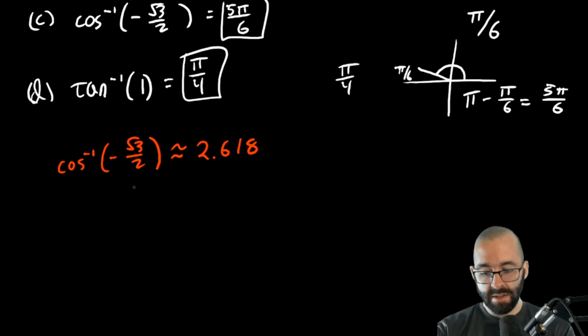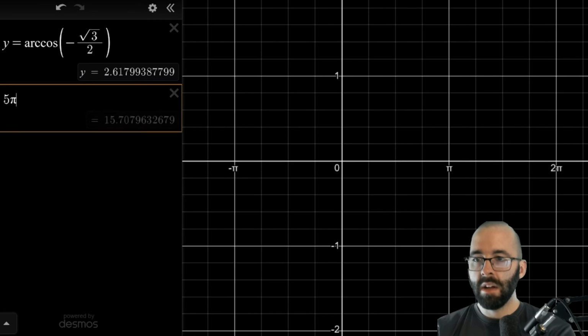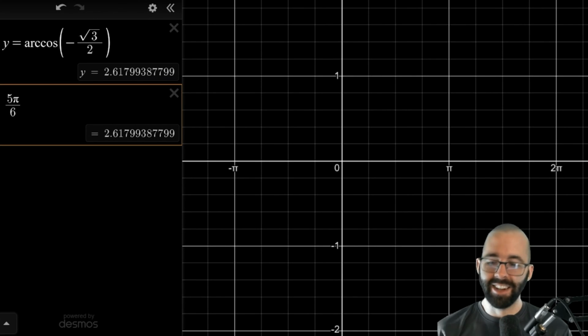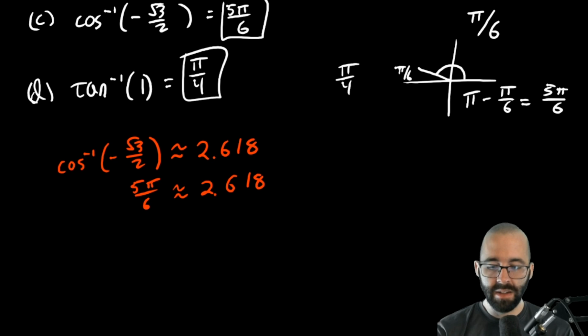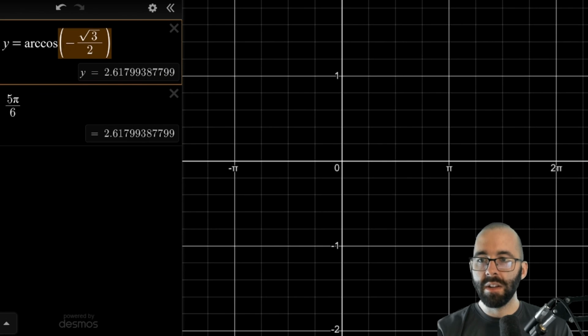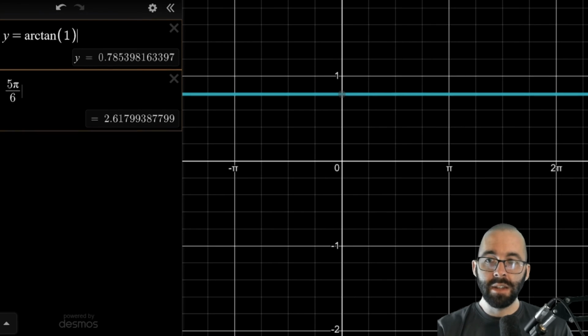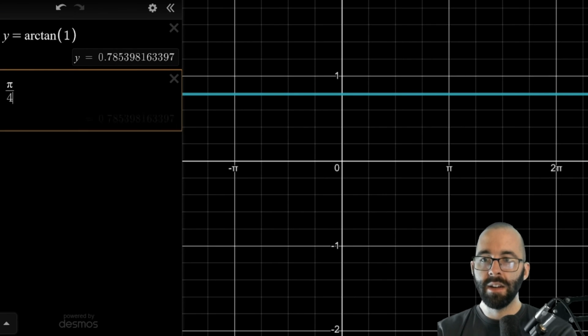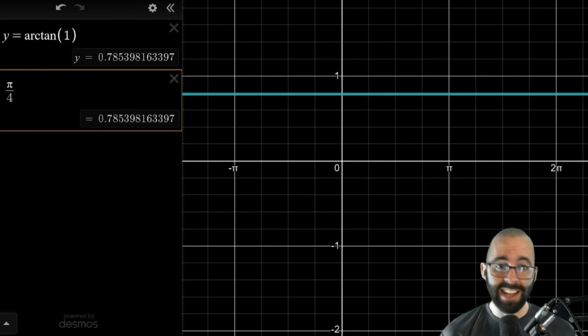Is that 5 pi over 6? Good question. Let's find out. 5 pi over 6? Hey, look at it right there. It's also equal to 2.618 approximately. And you can do that with all of these. Inverse tangent of 1, arc tangent of 1. Let's see what that is. Arc tangent of 1 is about, is that pi over 4? I don't know. Let's see. Great. And remember to have your calculator in radians for this entire section.